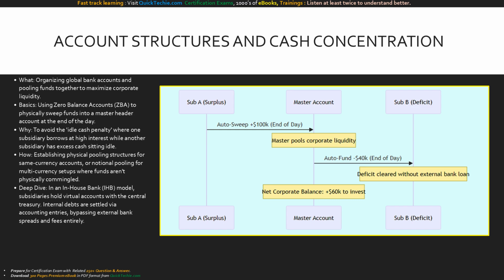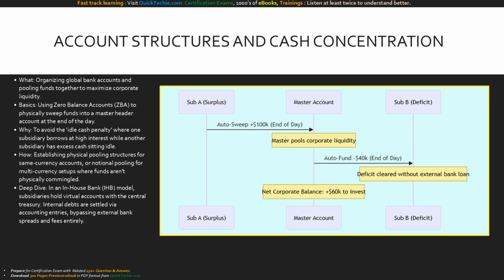How do we fix it? We set up physical pooling to sweep that cash together so the company funds itself internally. For a deep dive, consider the in-house bank model. Subsidiaries stop using external banks for intercompany transactions. They hold virtual accounts with the corporate treasury.